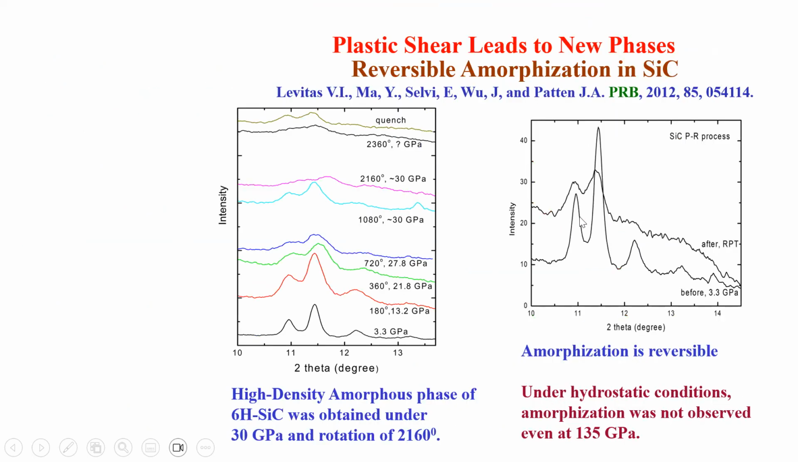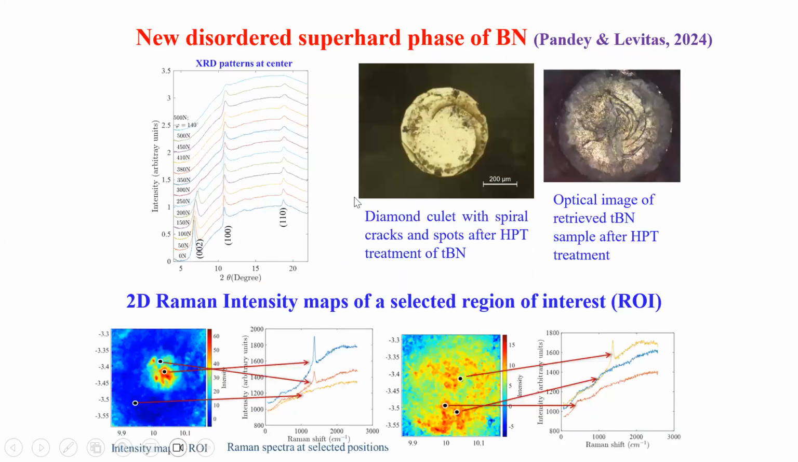Also, plastic straining leads to new phases, which were not obtained under other conditions. For example, we obtained a reversible phase transition to a new high-density amorphous phase of silicon carbide at 30 GPa and large shear. Under quasi-hydrostatic conditions, even at 135 GPa, nothing happens. Amorphization is considered a mechanism of damage in armor ceramics, so it's very important, and since it's reversible, the only way to detect this is in situ study.